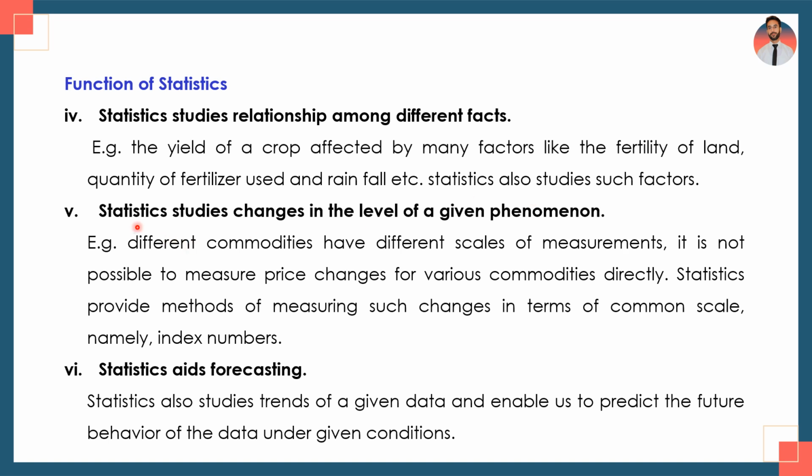In the fifth point, statistics studies changes in the level of a given phenomenon. For example, different commodities have different scales of measurements. In statistics, different commodities means that if you have variables of different types, they are measured on different scales. It is not possible to measure price changes for various commodities directly. Statistics provides methods of measuring such changes in terms of the common scale, namely index number.